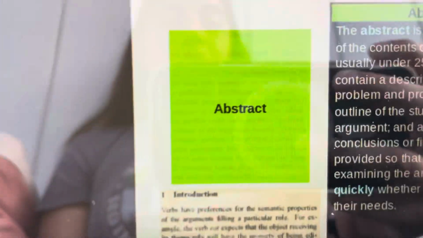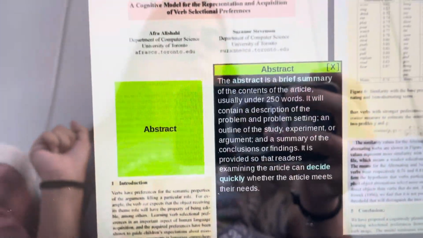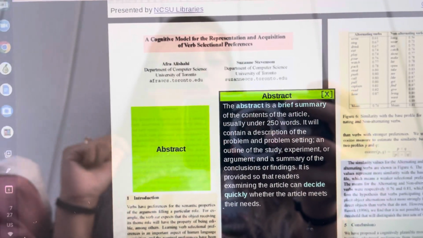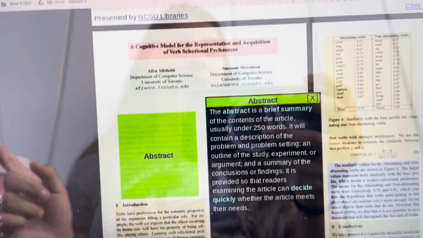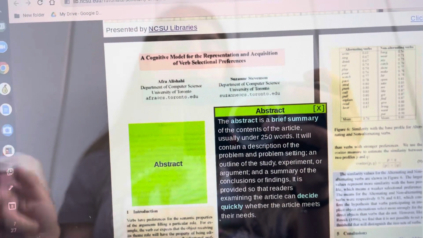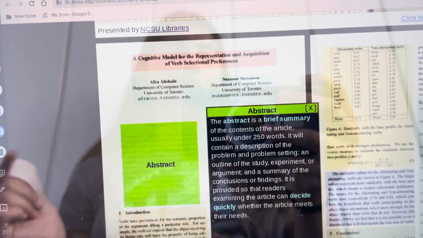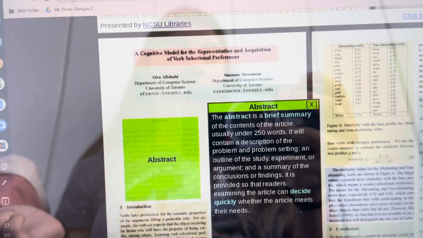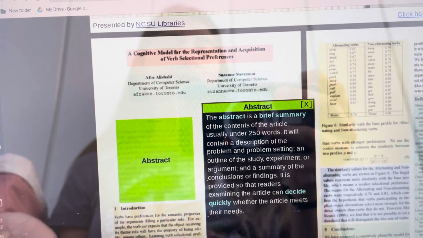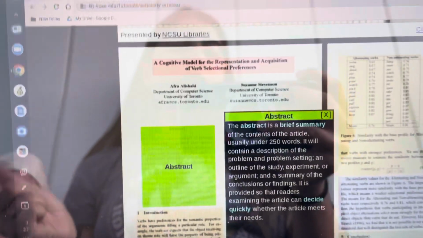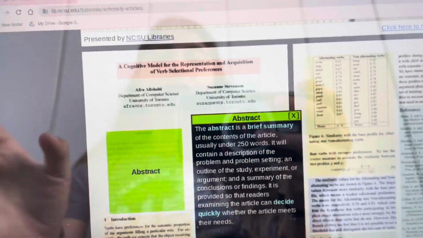Next is the abstract. The abstract is a brief summary of the contents of the article, usually under 250 words. It will contain a description of the problem and problem settings, an outline of the study, experiment, or argument, and a summary of the conclusions or findings. It is provided so that readers examining the article can decide quickly whether the article meets their needs.